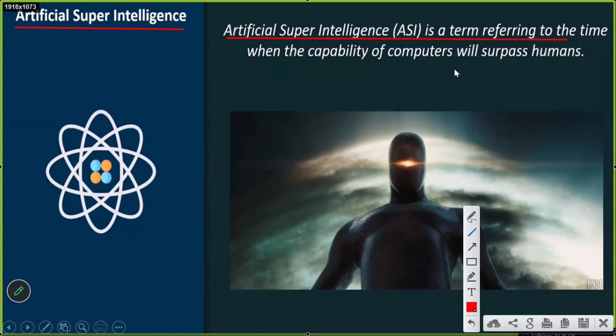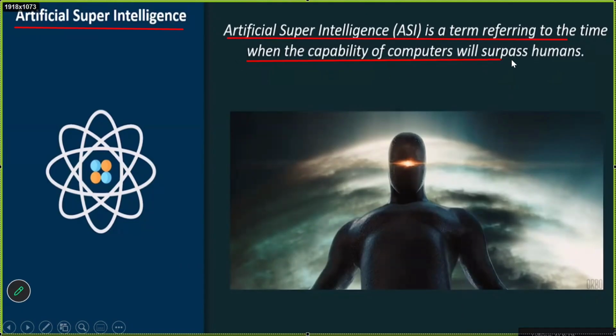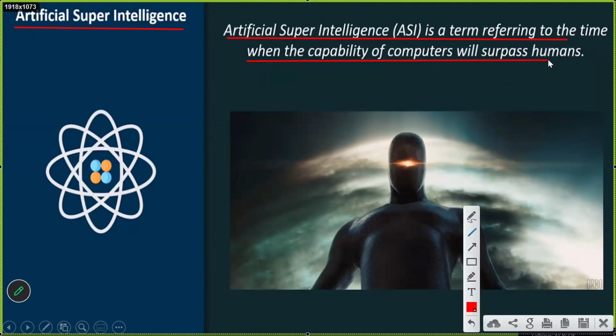Artificial super intelligence is a term referring to the time when the capability of computers will surpass humans. So it's a myth, guys. Don't know whether it will happen or not. They say that when we reach artificial super intelligence, the computers will surpass the human race, and it is estimated that we will reach this area of artificial super intelligence by 2032 to 35, something like that.